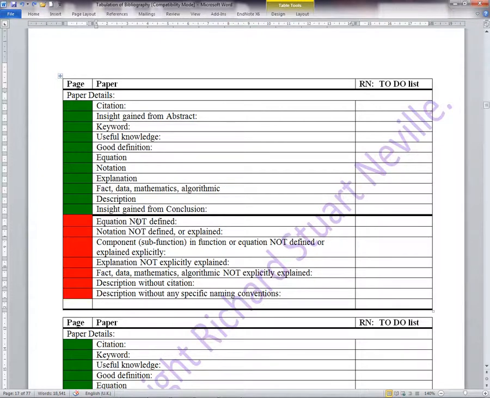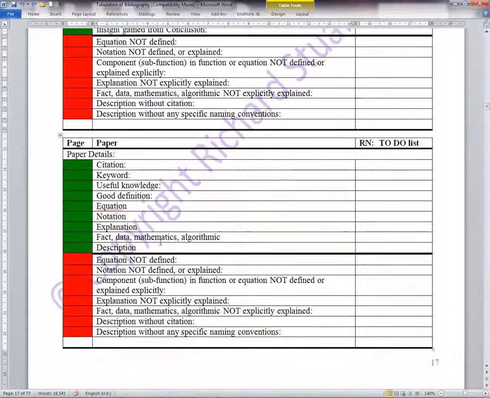Now, if anything wasn't explained well enough, or notation wasn't clear, or some citations were missing, or any of these issues which maybe gave you an inverse positive, a negative view of the paper, you should write them down as well.